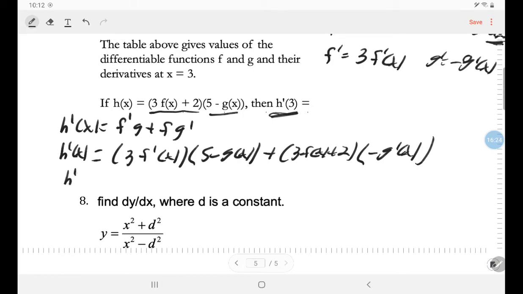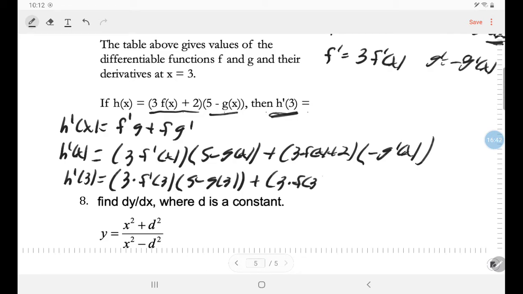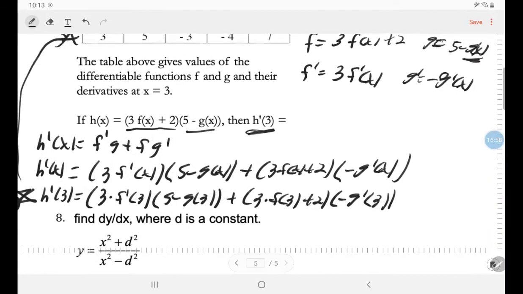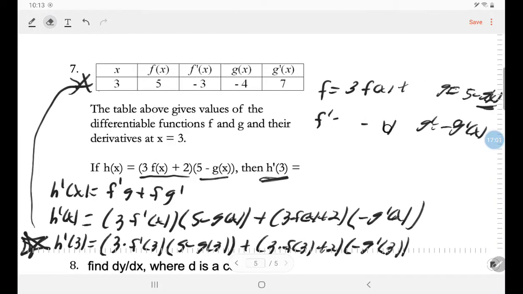So now we evaluate the derivative at 3. So this basically makes 3f prime of 3 times 5 minus g of 3, plus 3f of 3 plus 2 times negative g prime of 3. Once you get this equation all set up here, now we're ready to go table hunting. So I'm going to erase so I've got some room here.